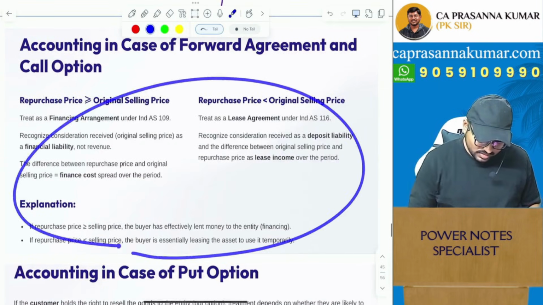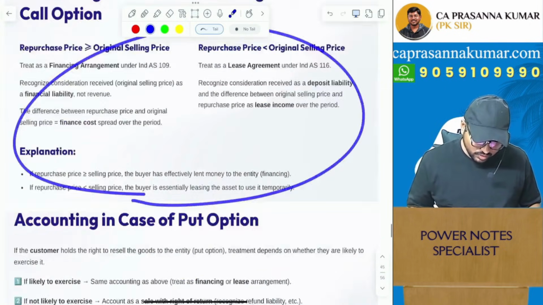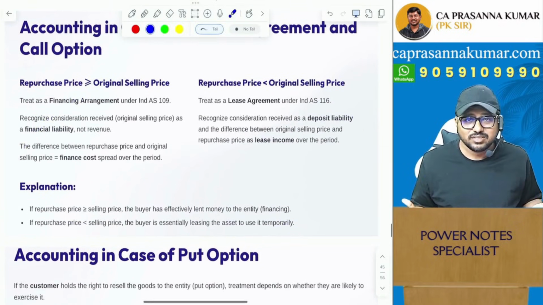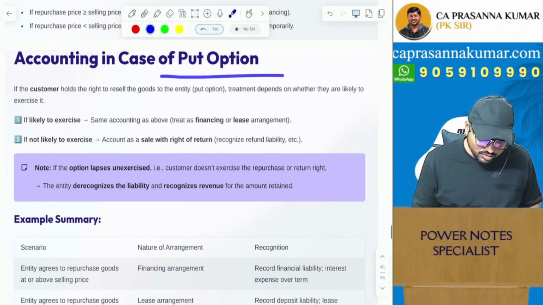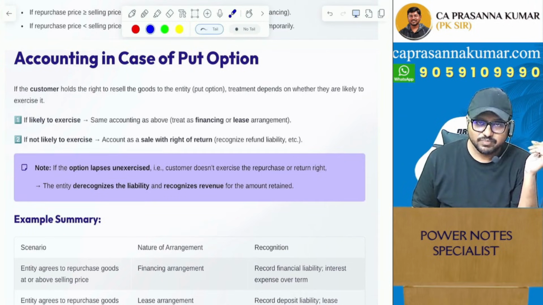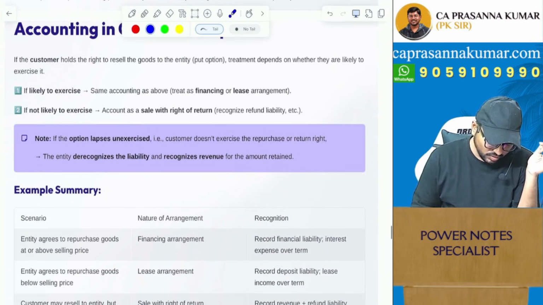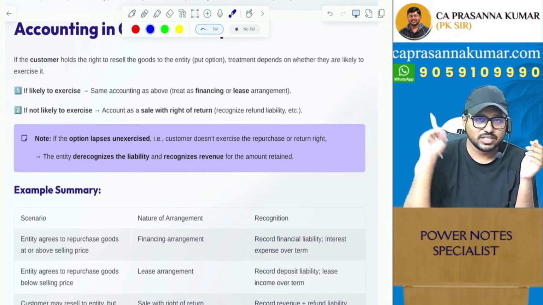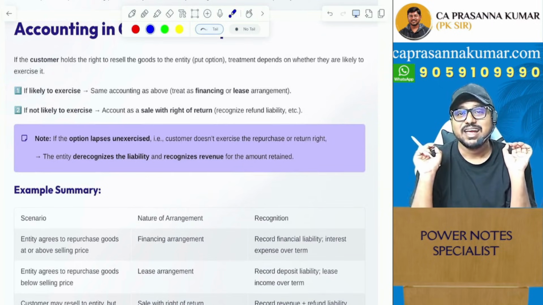Whether it is a forward agreement or call option, it is in my control and definitely I'll exercise. You understand the point? Whereas when it comes to put option, I don't know what the other guy will do. He will exercise only if it's beneficial for him. Correct? So if it is likely to exercise, you have to start expecting what the other party will do, which is the customer in this case. In my example, it is SK Limited.